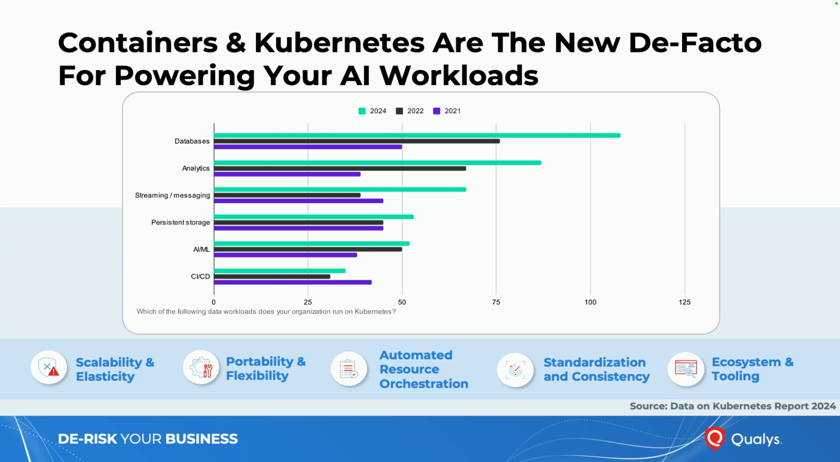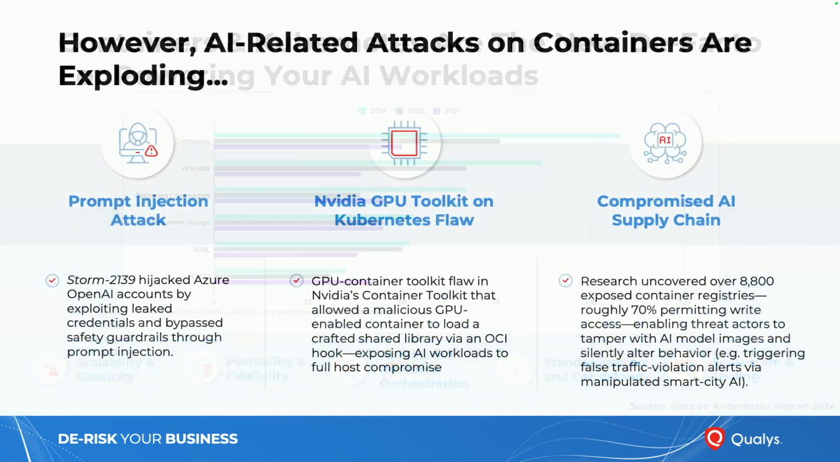There's also a huge ecosystem play. There are tools out there like Kubeflow, which can be used to run AI and ML pipelines. And we've seen an exponential spike, for example, with NVIDIA GPUs running on EKS Kubernetes.